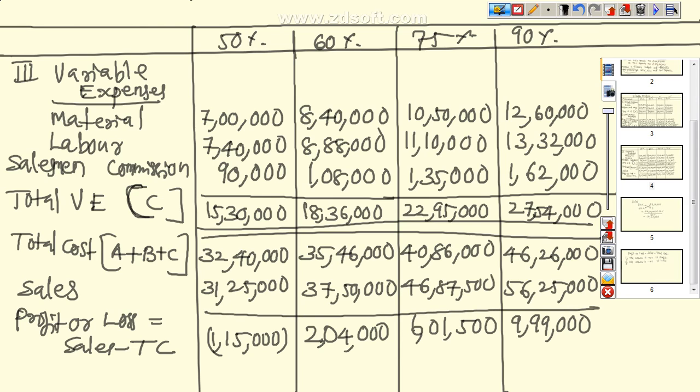So these are the final answers. So profit or loss is equal to sales minus total cost. Answer positive, then it is profit. In these three cases, 60, 75 and 90% we are getting a profit, and in case of 50% capacity we are getting a loss.